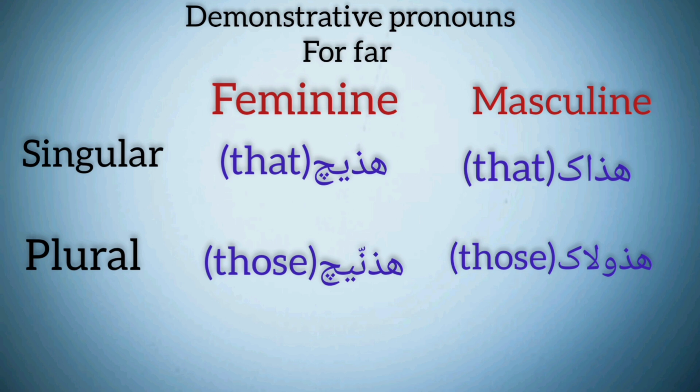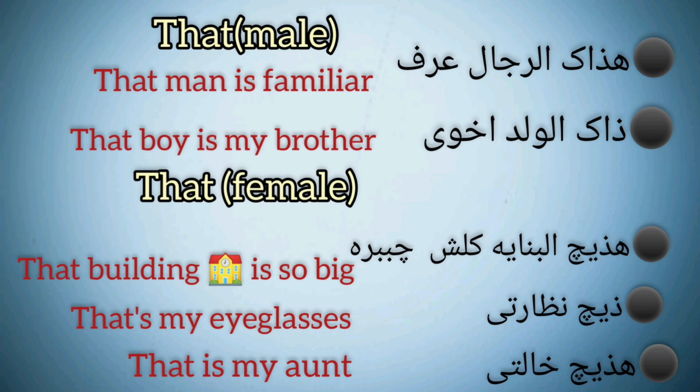For مفرد مذكر, singular masculine, we say هذاك, or you can also say ذاك. ذاك or هذاك means that. And for feminine, we say هذيك or ذيك, which also means that. For plural masculine, جمع مذكر, we say هذولاك or ذولاك. It means those. And for plural feminine, هذنيك or ذنيك means those. And now let's go over these pronouns with examples.